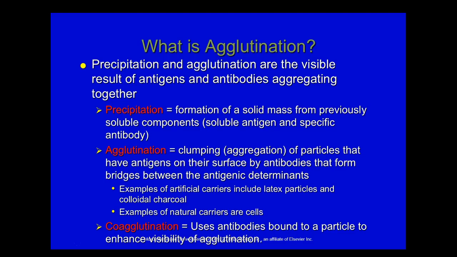Agglutination is the visible clumping or aggregation of particles that have antigens on their surface by antibodies that form bridges between the antigenic determinants. Examples of some artificial carriers that we could use to make this happen include latex particles and colloidal charcoal. You'll be seeing both of those used in the immunology laboratories. Some natural carriers include cells, and I'll show you some pictures of that in a little bit. Another one is co-agglutination. This uses antibodies bound to a particle to enhance visibility of agglutination.